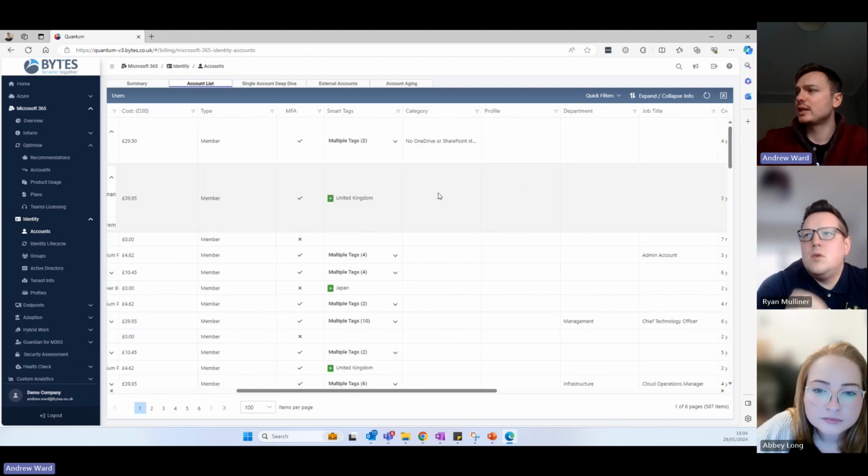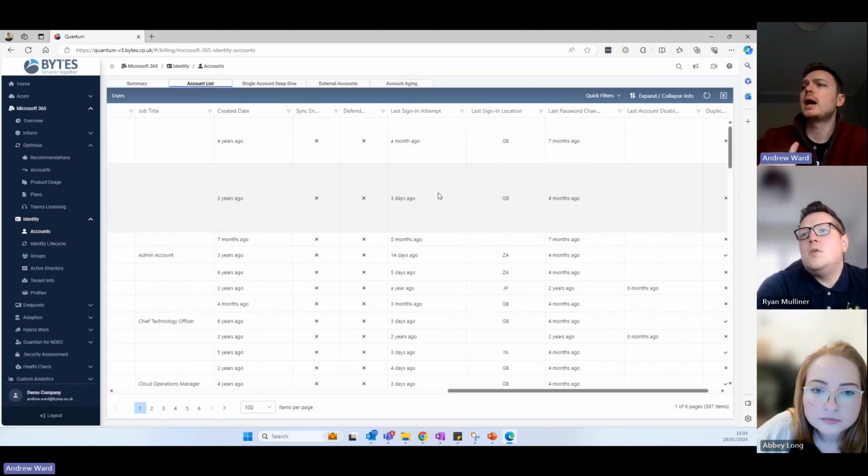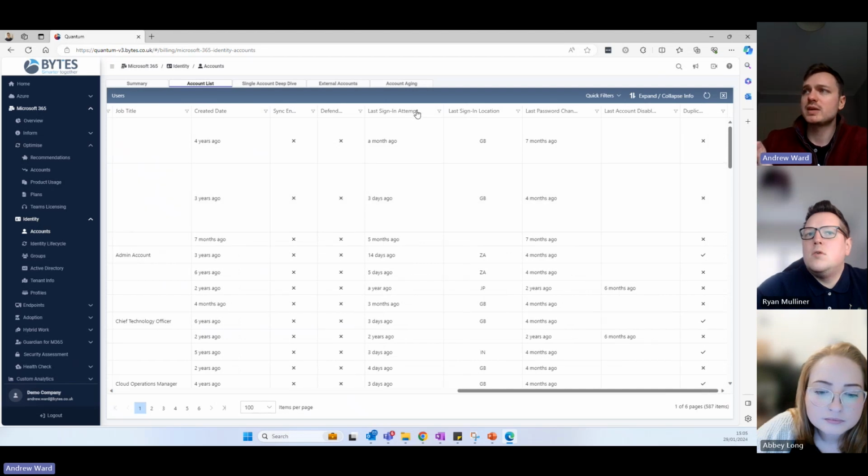Now, if we started to scan along, we can see some important information around when their last sign-in date was. So when we look at information around our inactive and active users, quite a key part of that is focusing in on our accounts that have last signed in. So what we can start to filter out is, let's have a look at our users that have signed in the last month, or potentially those that haven't signed in the last month. And this builds out that picture around who are our users that are assigned, but potentially not utilizing those licenses.